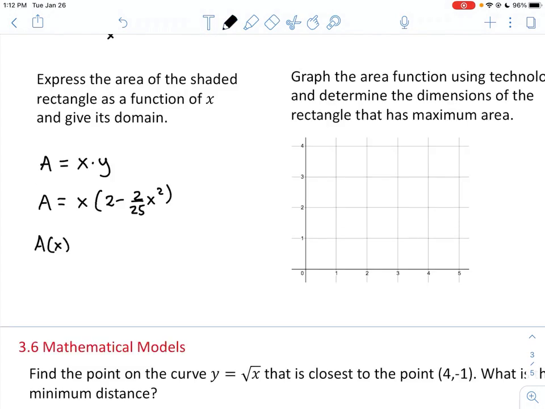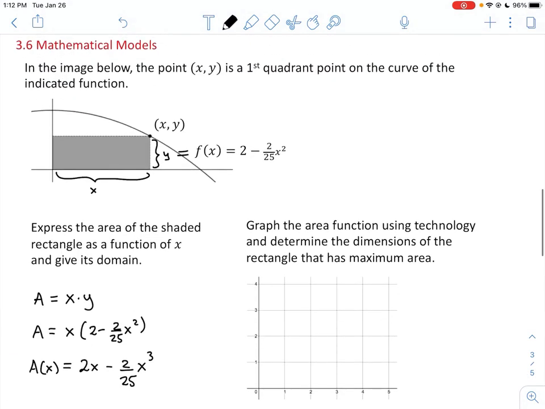Now I'm going to go ahead and put the (x) notation here. So this is A(x), and distribute this x across the parentheses. That gives us 2x minus 2/25 x cubed. And we want to give its domain.